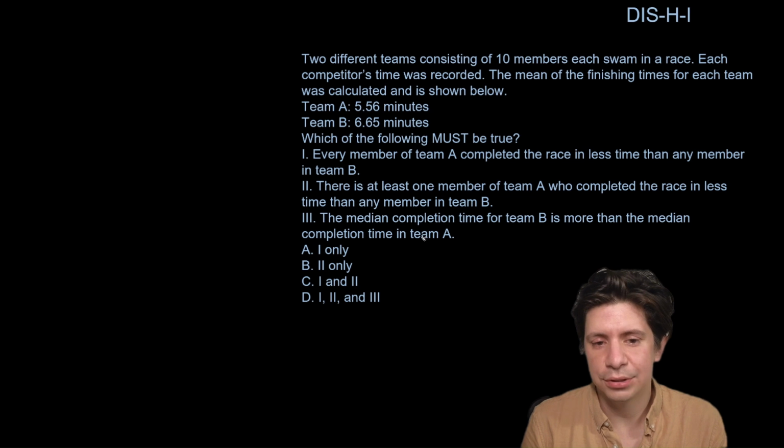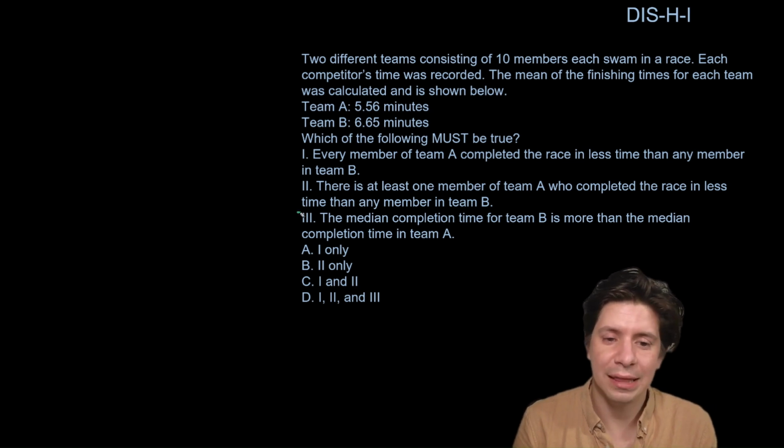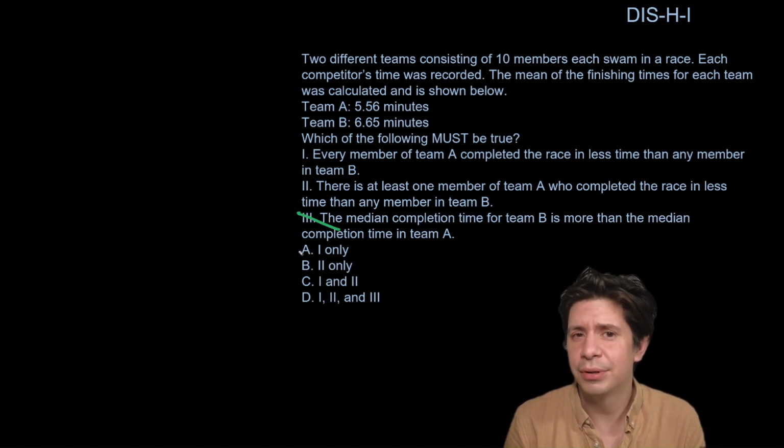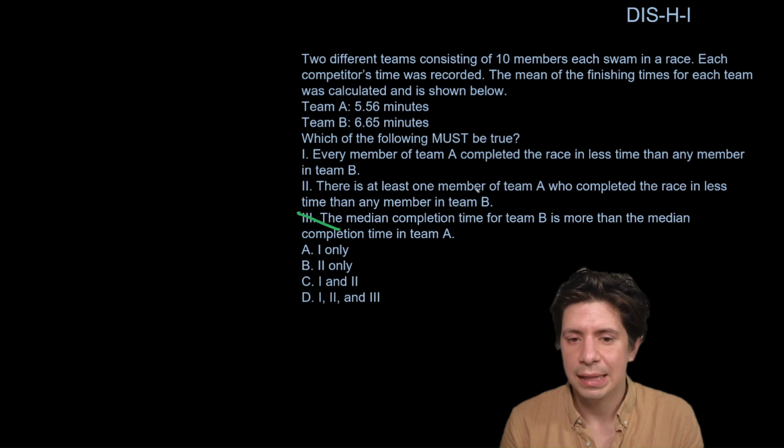So, is 3 true? No, because we don't know anything about the median. It could be true, but it's not necessarily true. Then is there at least one team member of Team A who completed the race in less time than any member in Team B.